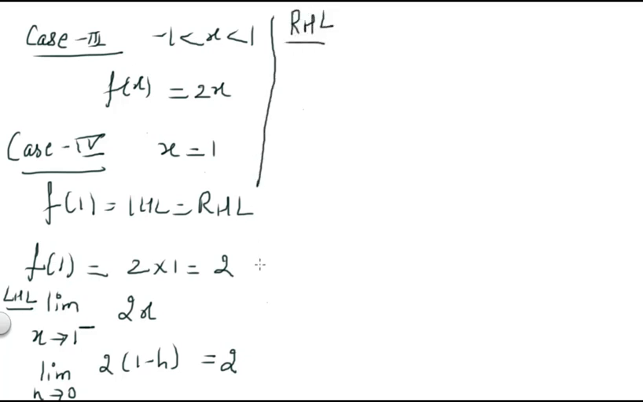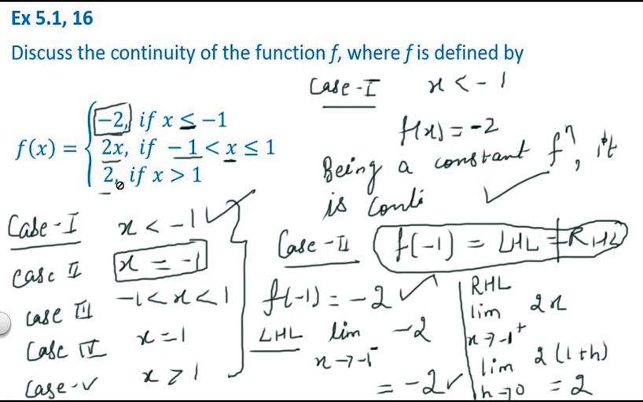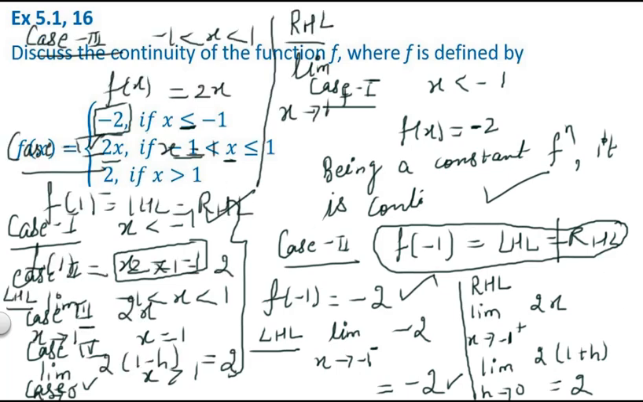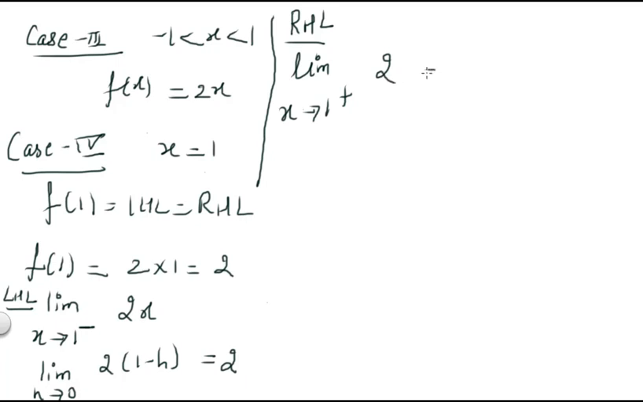In RHL, we will write what? This is for case 4, fine. Limit x tending to 1 plus. For values greater than 1, let us see what the function was. It is 2. So the answer will be 2 only.